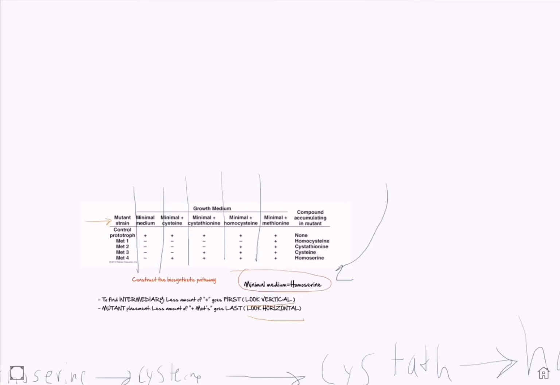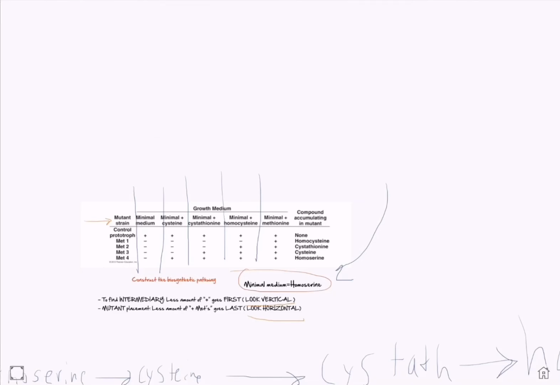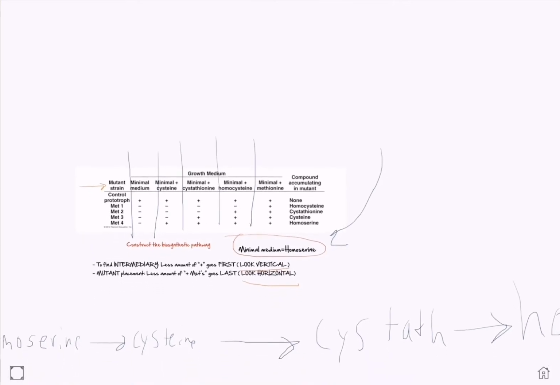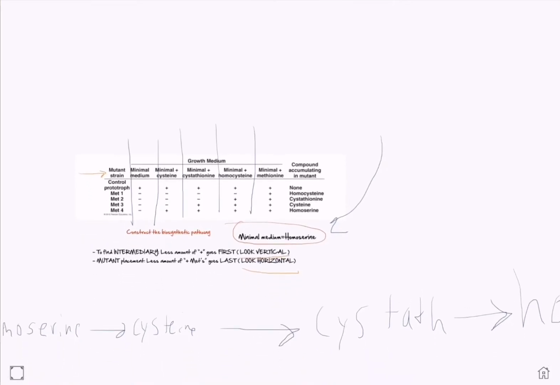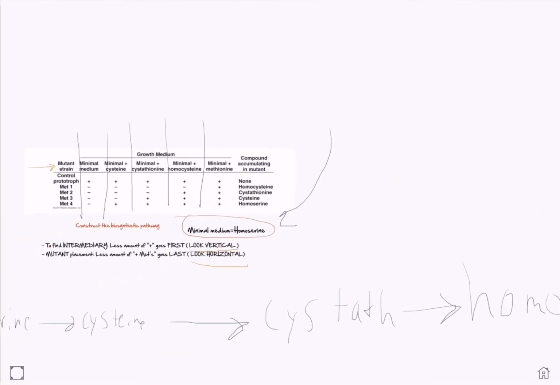So to find the mutants, you have to look at the table horizontally, and for that I'm going to use brown. And the rule is the fewer pluses goes last. And by last, I mean whatever you wrote down this way. So let's see. We see that Met 1 has 1 plus. Met 2 has 2 pluses. Met 3 has 3 pluses. And Met 4 has 4 pluses.